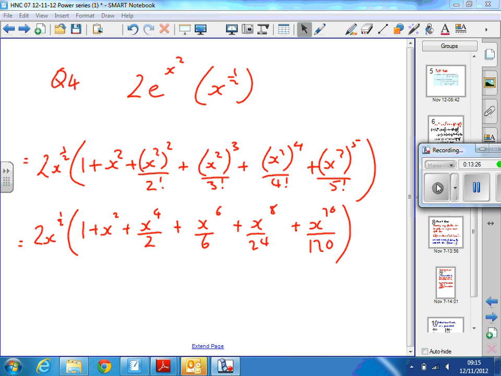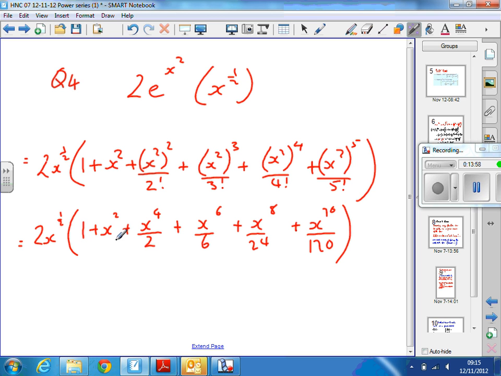Okay, so simplifying what's inside the bracket, we get to this, using the laws of indices, and now we just have to multiply each of these terms inside the bracket by 2x to the half. What do we do with the powers? X to the half times x squared, what do we do? Oh, now we add them, Tom. They're multiplying, so add them up. So a half plus 2. How do we write a half plus 2?